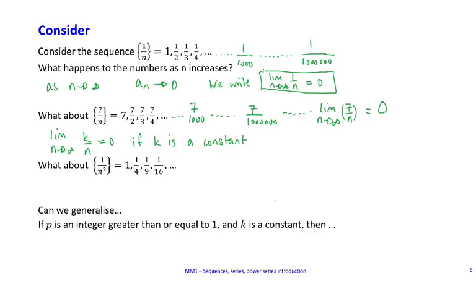What about this one here? We have 1 over n squared is equal to 1, 1/4, 1/9, 1/16, and of course, the limit as n goes to infinity of 1 over n squared is equal to 0. Okay? There is something in mathematics we do not write.